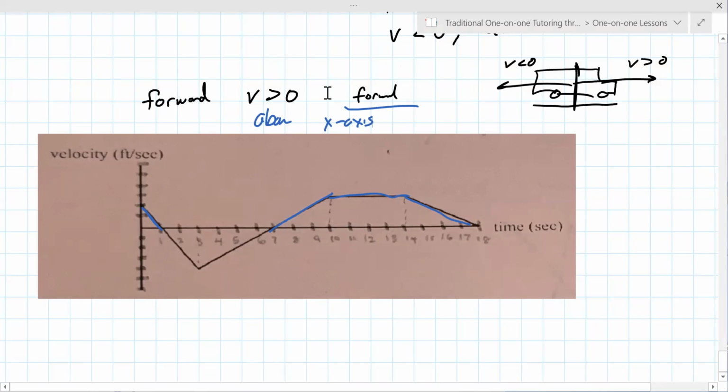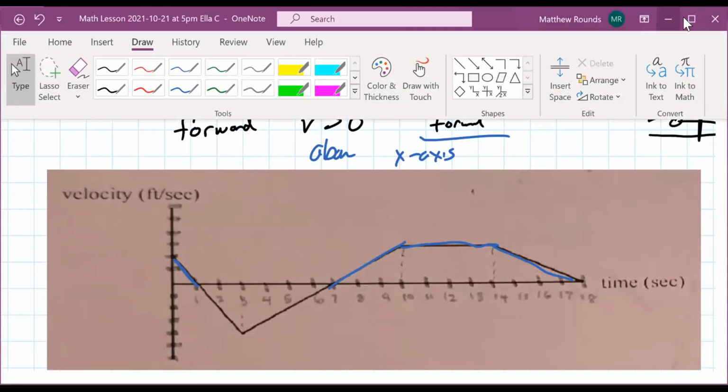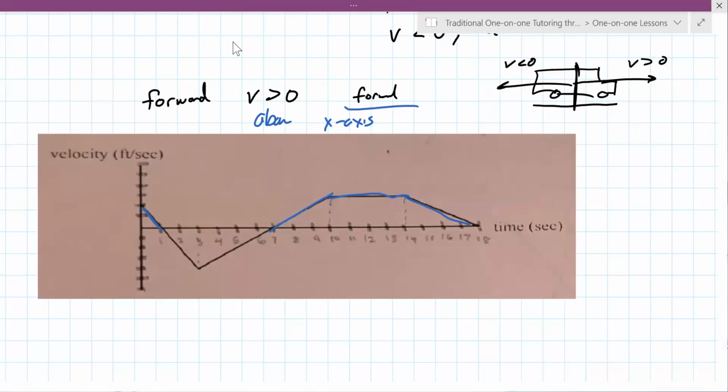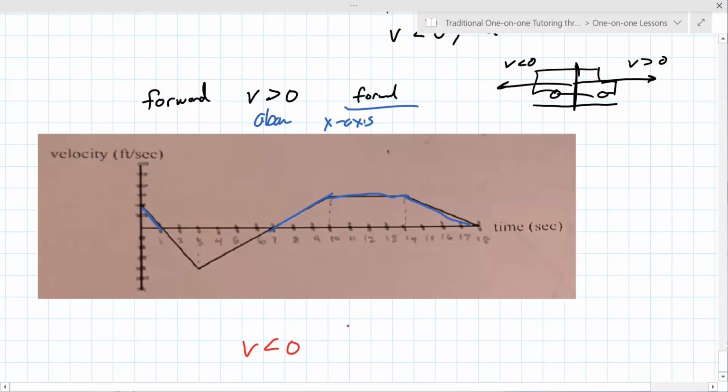So backwards is going to be when it's below the x-axis. Okay, there it is. So v less than 0, it's going backwards. Excuse me, it's backwards in here. Okay. When is the particle's speed the greatest?